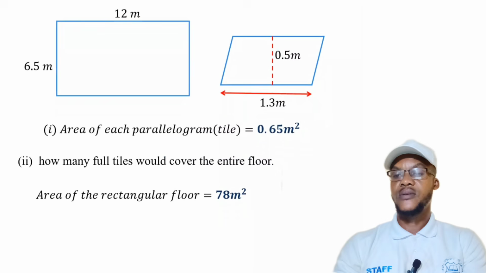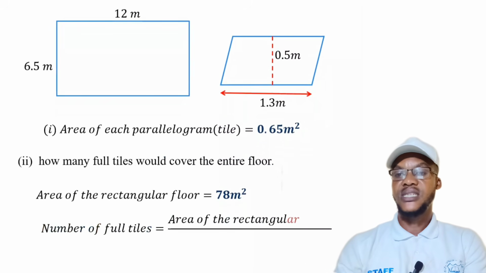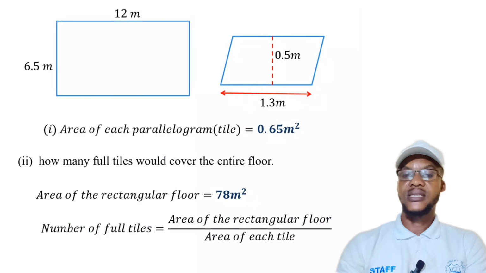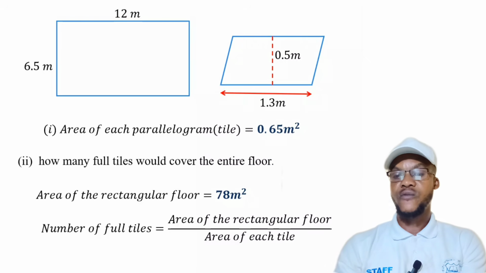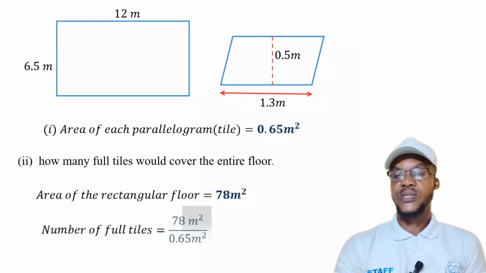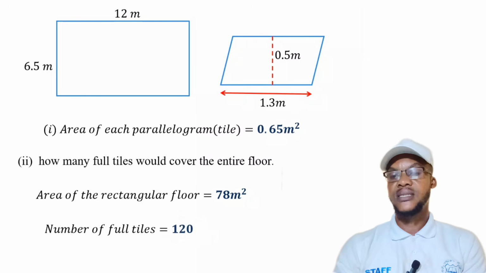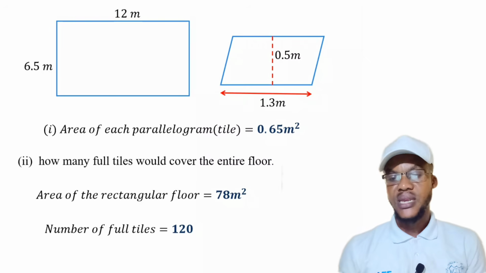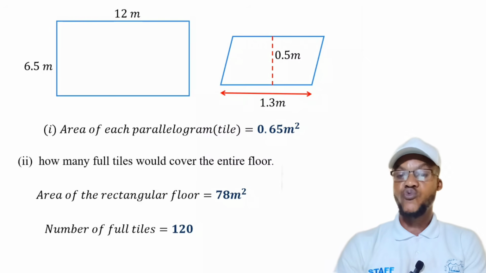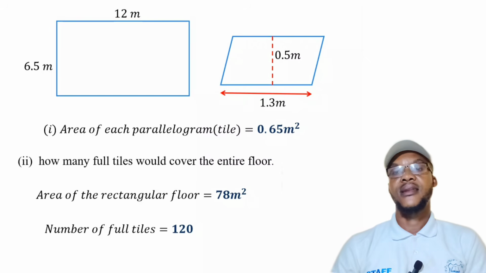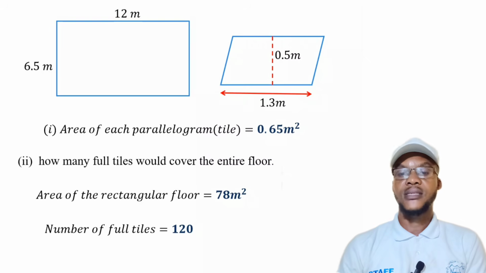So as for that one, we just do the division and we are good to go. Number of full tiles is equal to the area of the rectangular floor divided by the area of each tile. We just substitute our values. What will be the answer? How many tiles do we have? We have 120 full tiles. So it is 120 full tiles that can cover the entire floor. Yes, very, very easy.